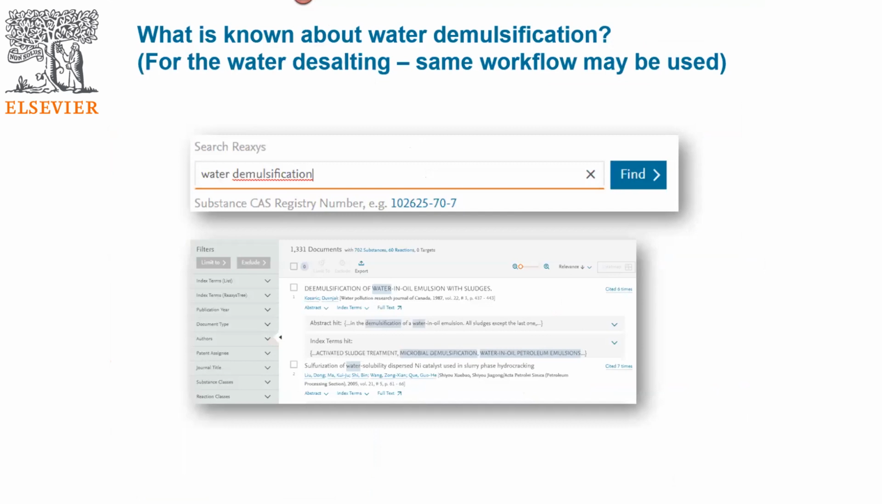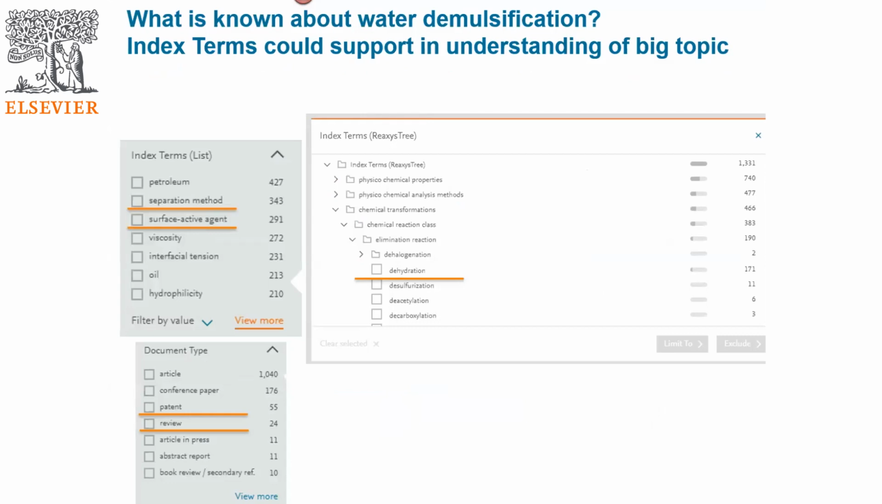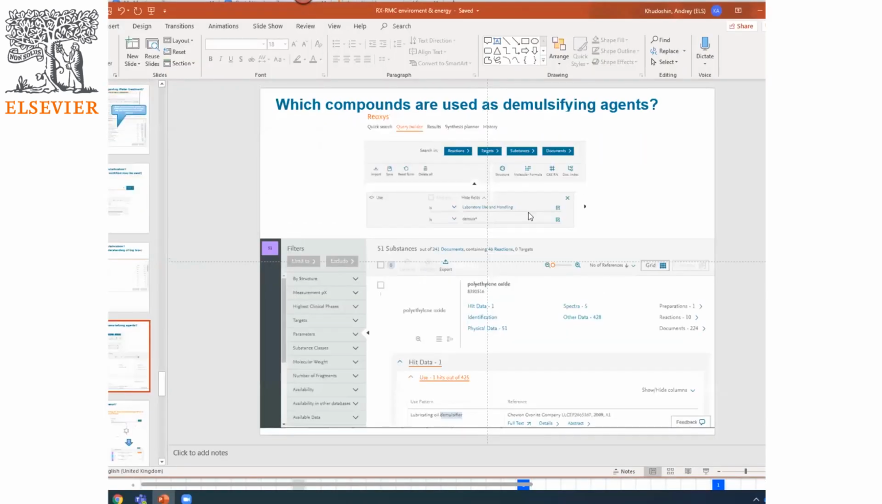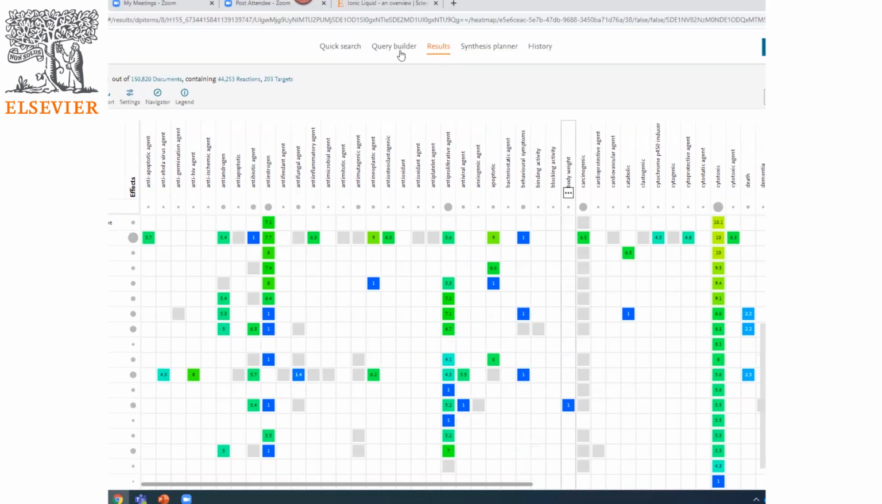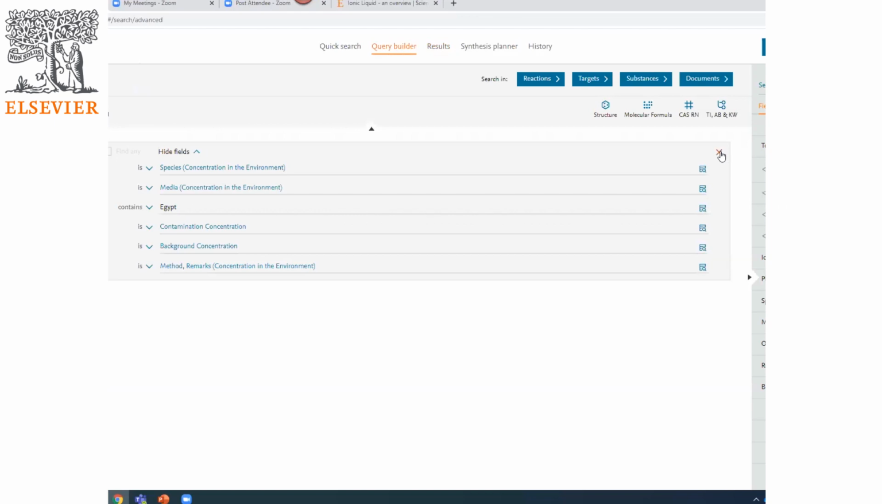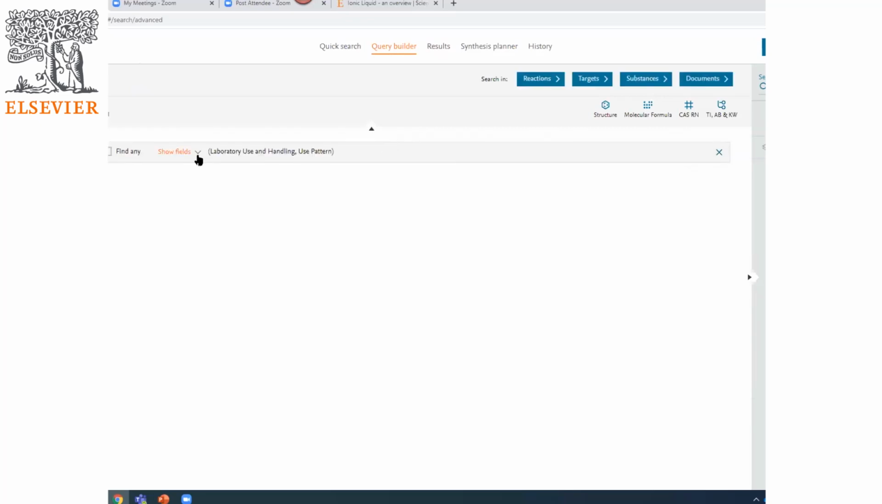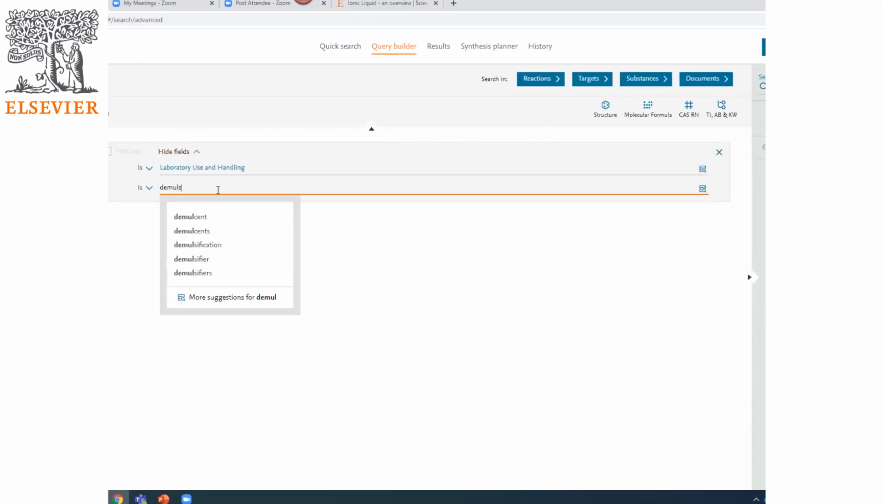One of the stages often used for water treatment is water demulsification, and you can search for water demulsification again in the documents to find the concepts which are often used, or also you can find the substances which are often used as demulsifiers. For this, you will need to go to Query Builder to find this search result and make this very fast search.